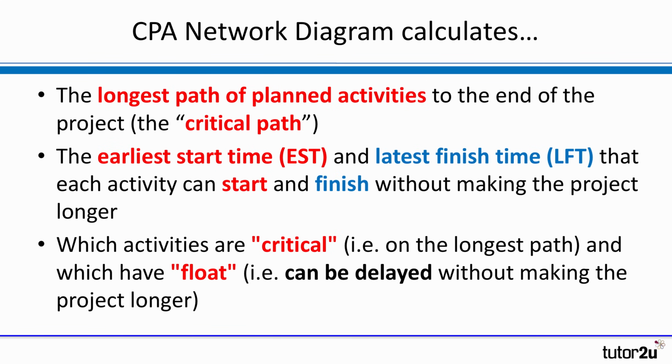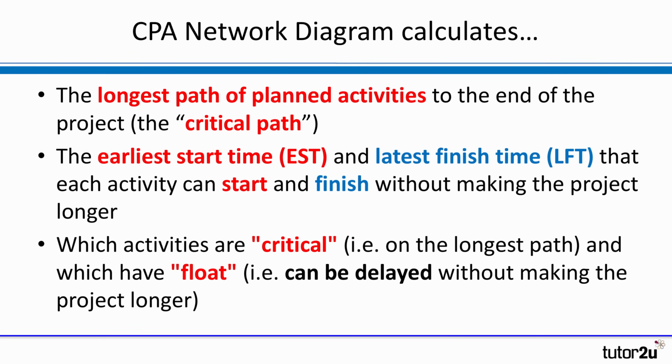Well, what a network diagram does is look to identify the longest path of planned activities to the end of the project. This is known as the critical path. Activities on the critical path can't be delayed without extending or delaying the project further. That's why they are on the longest path.